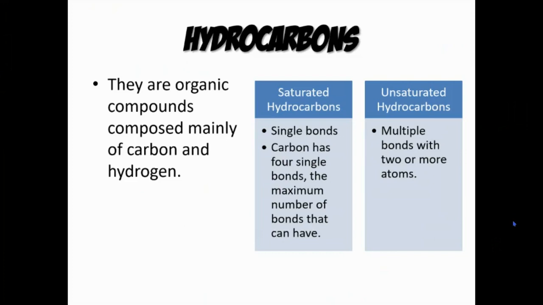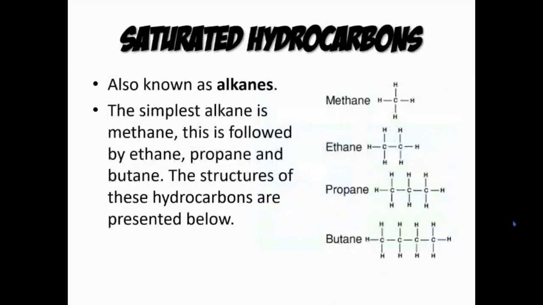Next po, meron tayong dalawang klaseng hydrocarbons. They are saturated and unsaturated hydrocarbons. Ano yung pinagkaiba ng dalawang yan? Saturated hydrocarbons, they have single bonding, and carbon has 4 single bonds, the maximum number of bonds that it can have. Unsaturated hydrocarbons, they have multiple bonds with 2 or more atoms. Usually yung tinutukoy dito is double bond at saka triple bonds. So mag-proceed na tayo sa saturated hydrocarbon.